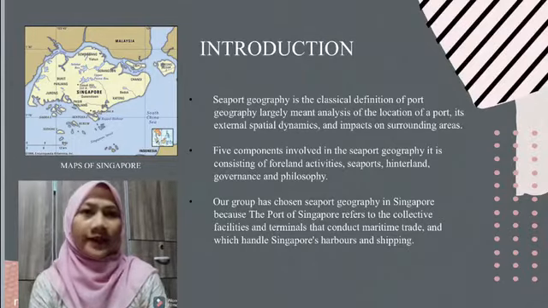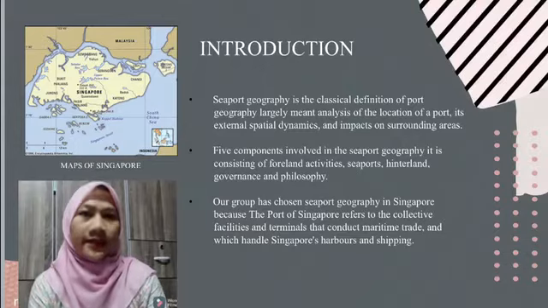Seaport geography is the classical definition of port geography, largely meaning analysis of the location of a port, its external spatial dynamics and impact on surrounding areas. There are 5 components involved in the seaport geography. It consists of 4 land activities: seaport, hinterland, governance, and philosophy.